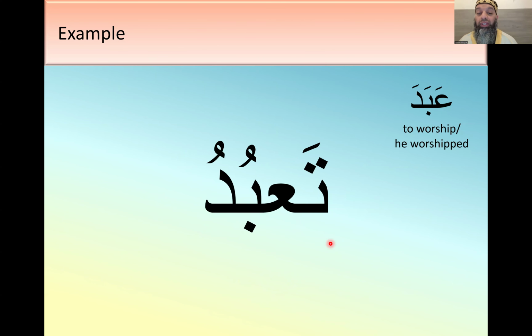Ta'budu. What's ta'budu mean? Did we do ta'budu? I think we did ya'budu, didn't we? Ta'budu, you. Abada means to worship. So you worship. Okay, you happy with that? Everybody's, yeah, people are saying it. You worship. Excellent. 3 times.